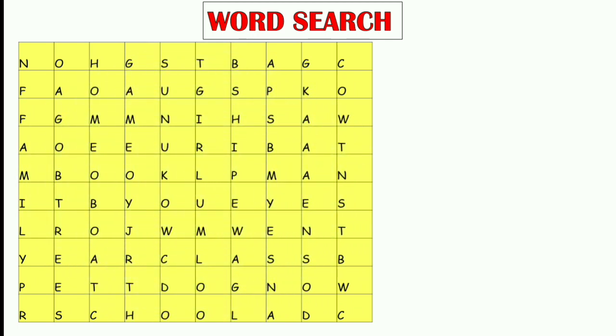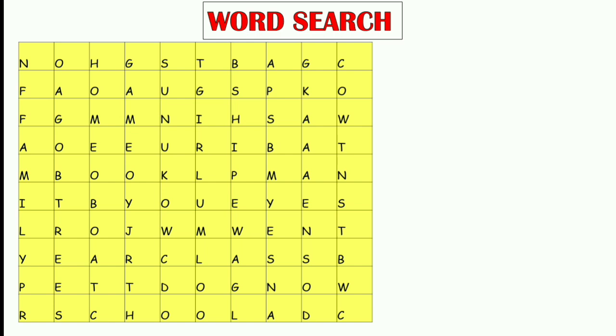The first one what we have is word search. From the word search, you will understand it means to search, to find. What you can see here is a grid. A grid is a series of squares, boxes, and in each box, in each square, there is a letter.